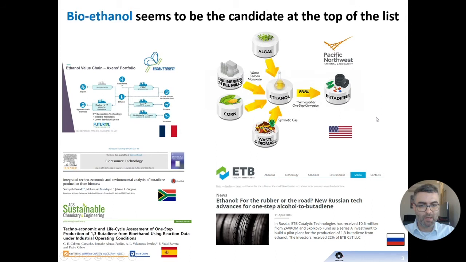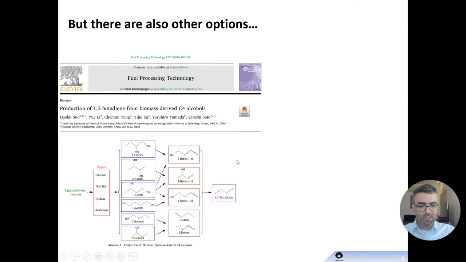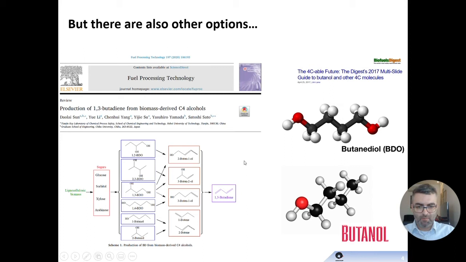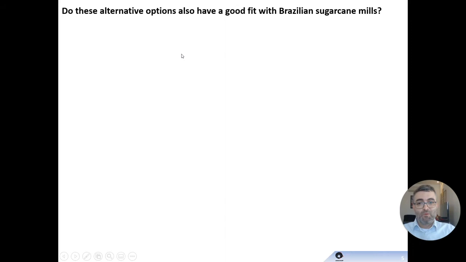There are also other options, based on C4 chemicals such as butanediol and butanol. And the idea here is that these chemicals could yield better. We could have better yields of butadiene if we use this kind of feedstock. Would these alternative options have a good fit with the Brazilian sugarcane mills?